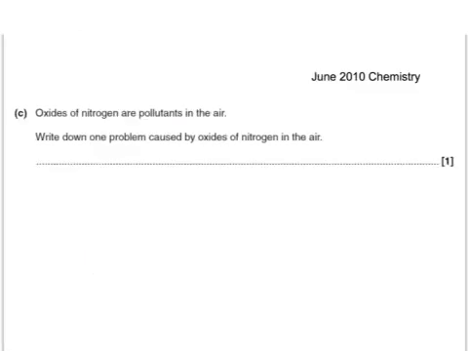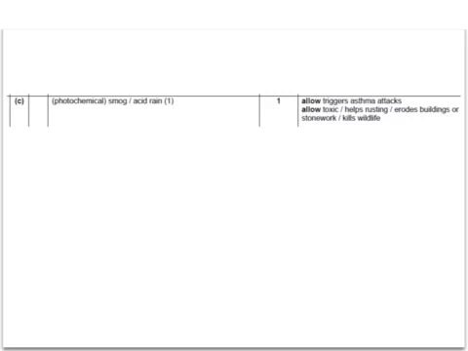Oxides of nitrogen are pollutants in the air. Write down one problem caused by oxides of nitrogen in the air. I'm going to write down photochemical smog. But you could have just as easily written acid rain or some of the other allowable answers on that question.